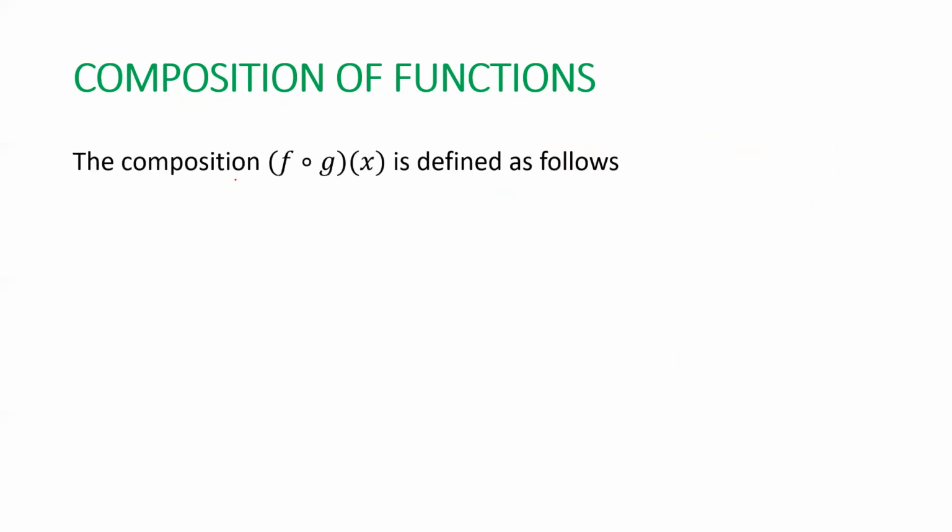Okay, next we have the composition of functions. So this is another operation involving functions. The composition of the functions f and g is denoted by this symbol. So this is f circle g, which tells us it is the composition of f and g. And it is defined as follows. F circle g of x can be written as f of g of x. So this means that we need to evaluate g of x first. After evaluating g of x, we are going to evaluate f using the expression g of x.